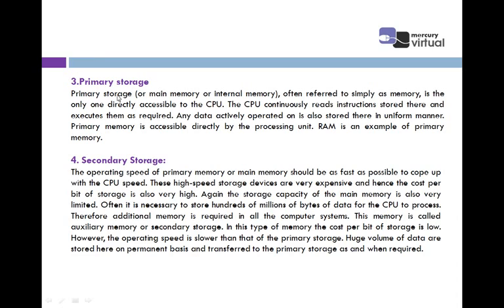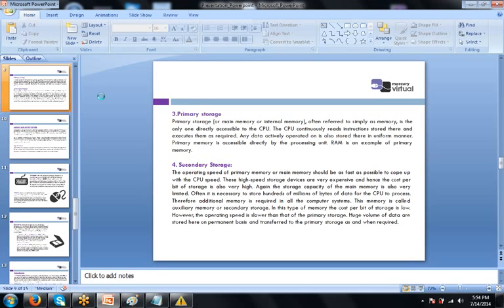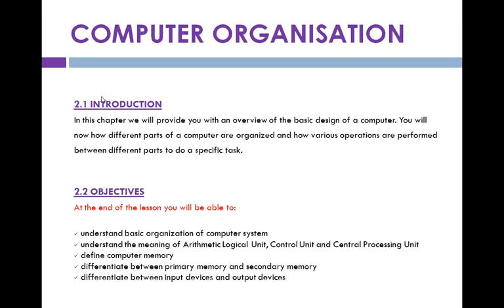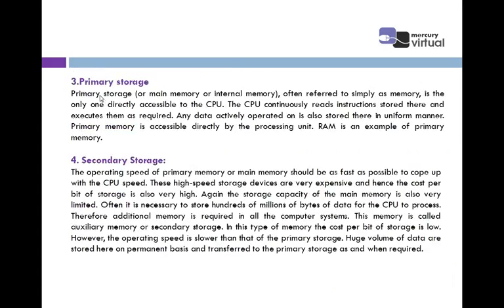There are two more memories. As I told you, RAM. RAM is basically a primary storage. Now the third one is primary storage. Another name is main memory, internal memory or the RAM, that is often referred to simply as memory. In simple terms, we can say memory, RAM, main memory or internal memory, anything. It is the only one directly accessible to the CPU.